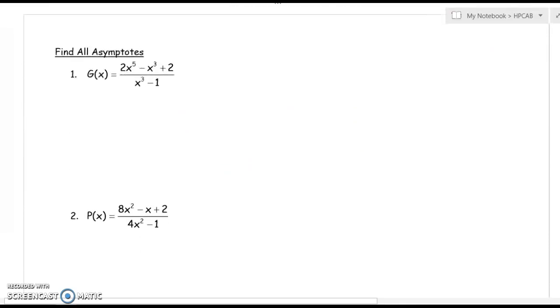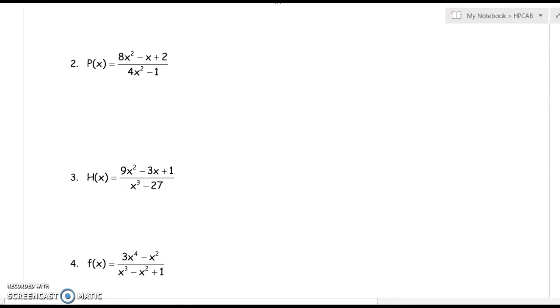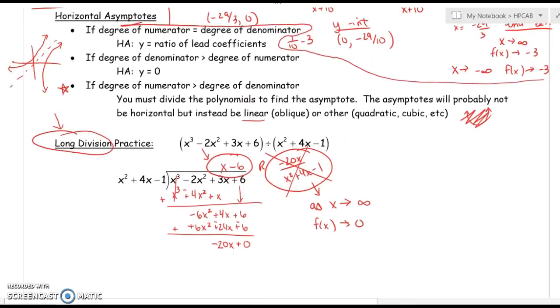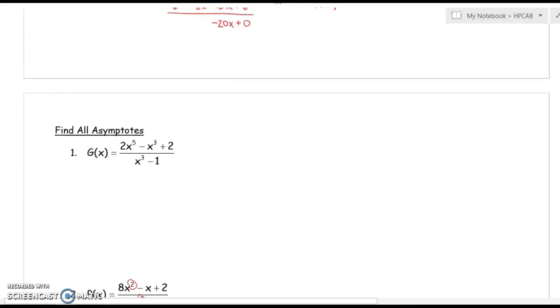All right, number 1 is kind of a doozy, so we're going to skip number 1 for right now. We'll do that together on Monday. Let's look at number 2. With number 2, all we're doing is finding the asymptotes. Dealing with the horizontal asymptotes, you're going to look at the degree. We've got a degree of 2 and a degree of 2. If the degrees are equal, then you're just going to do the ratio of the lead coefficients.